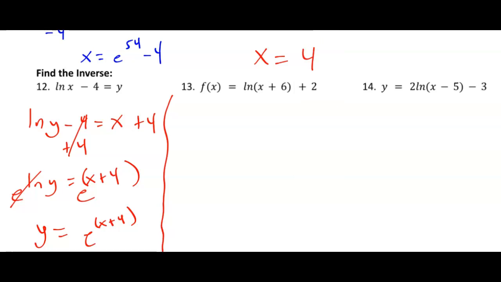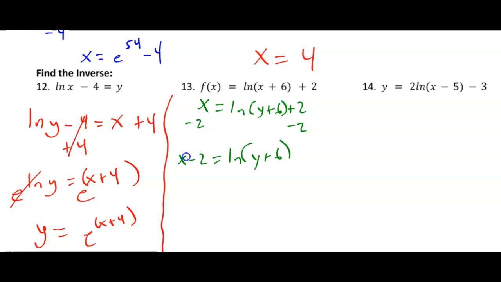For this one, again, we're going to switch x and y. Now, we want to work to get y by itself, so I'm going to subtract 2 on both sides. Now, you see how this is a part of the natural log. Y plus 6 is natural log of y plus 6.